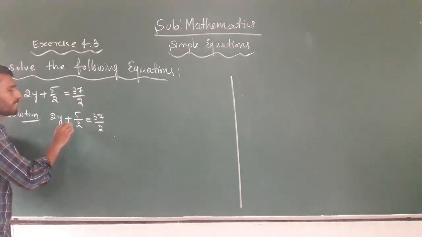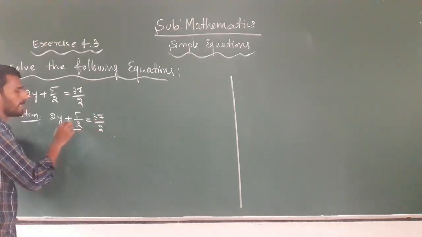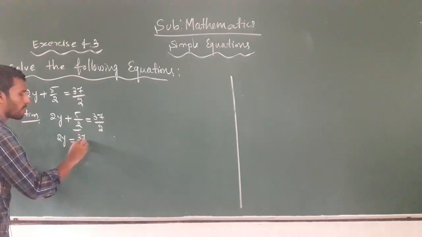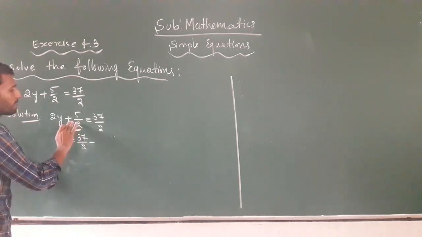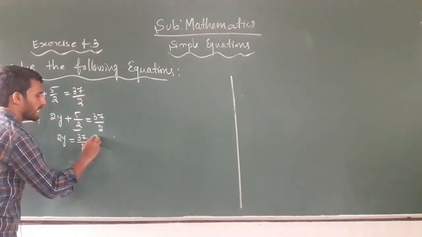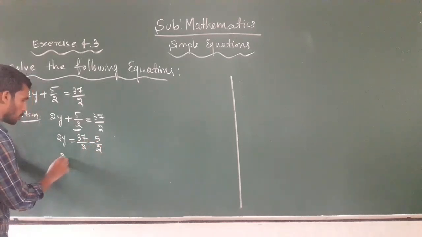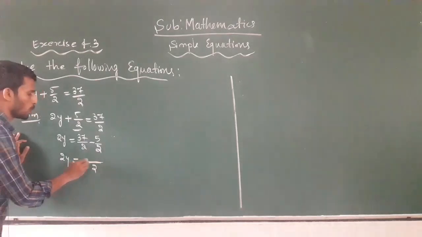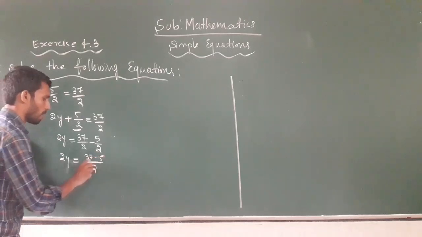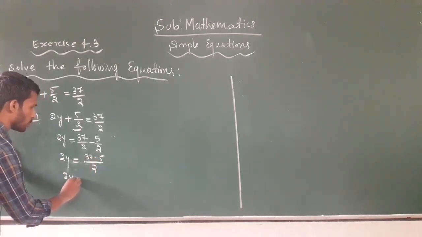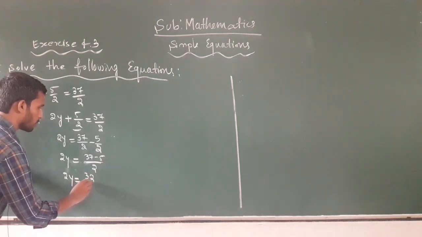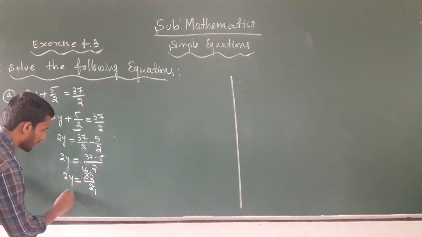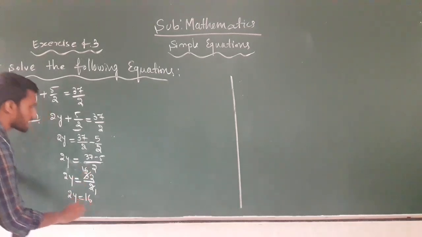Dear student, when you shift from LHS to RHS, this becomes negative. Now 2y is equal to 37 by 2, and shifting from LHS to RHS, that becomes minus 5 by 2. Next, when we take LCM, we are getting LCM is 2, 37 minus 5. When we do the subtraction, we are getting 2y is equal to 32 by 2. 2 1s are 2, 2 16s are 32. Now we are getting 2y is equal to 16.